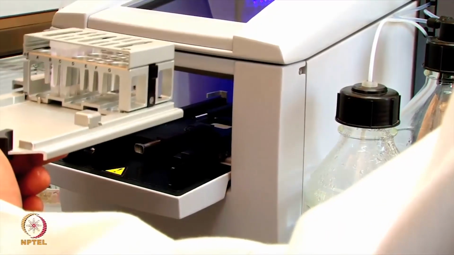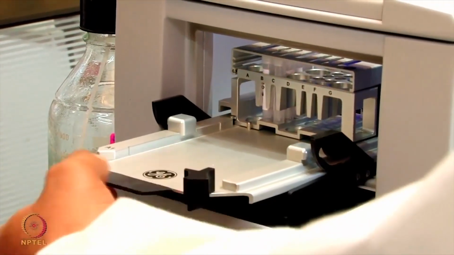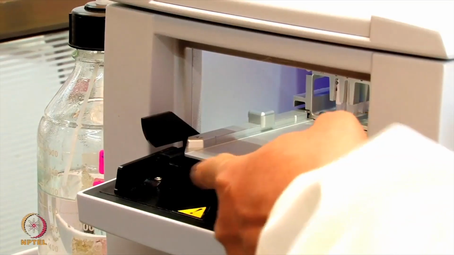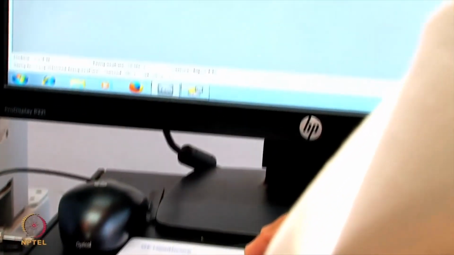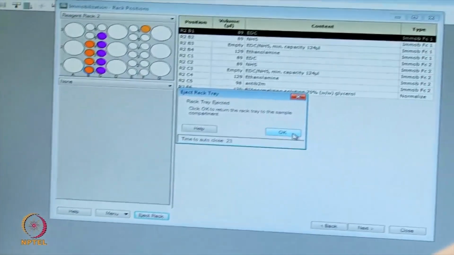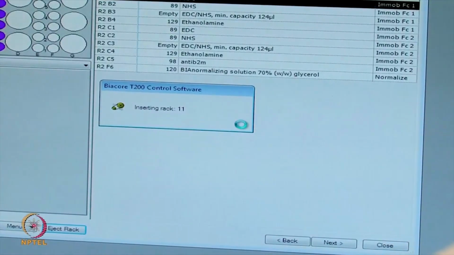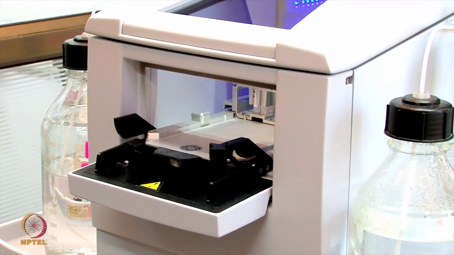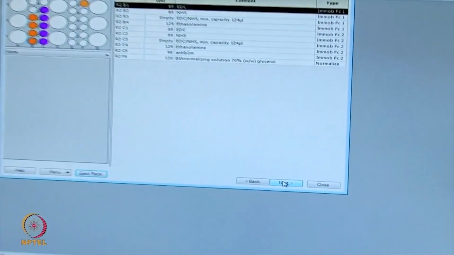We will insert the rack into the sample compartment this way and we need to lock it inside, and then go on the screen, close the compartment. We go to the next tab.